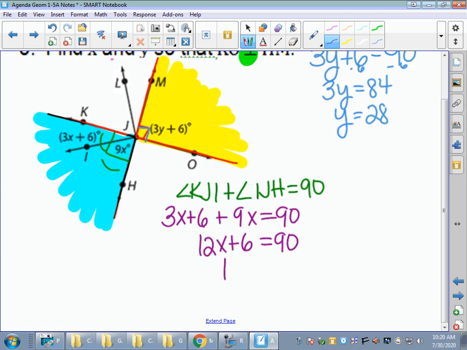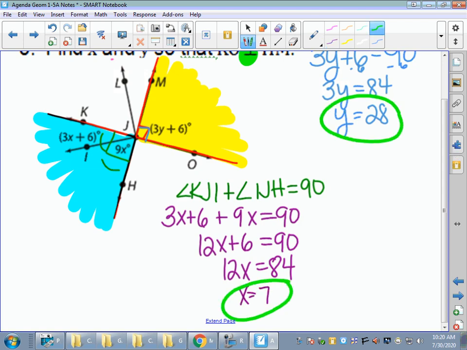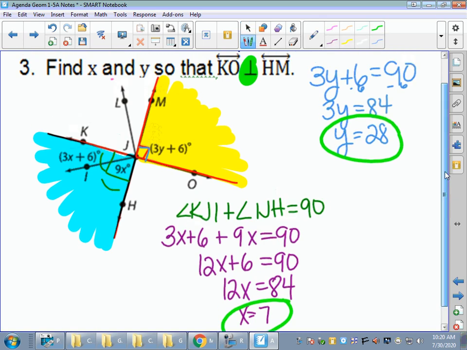I'm going to subtract 6. If I'm going too fast or you're struggling with solving equations, please let me know. I'd be more than happy to help you out with that. I'm pretty sure when you divide both sides by 12, that is like a 7. So in order for KO to be perpendicular to HM, your X has to be equal to 7 and your Y has to be equal to 28. Please notice how I'm showing geometric statements, I'm showing algebra problems, I'm showing work, I'm circling my answer.